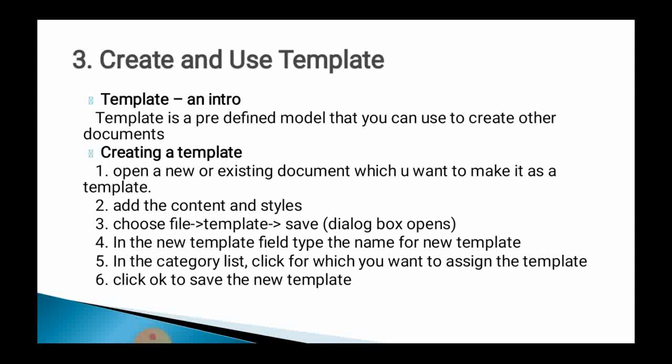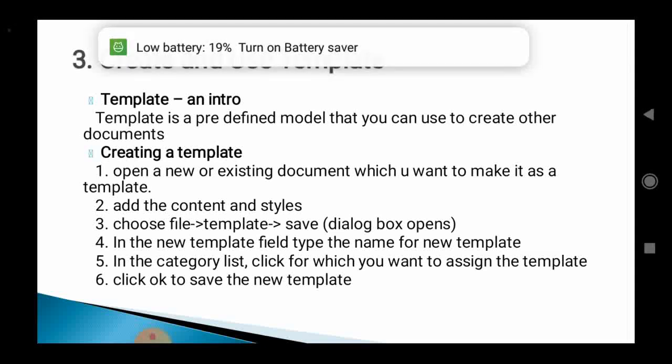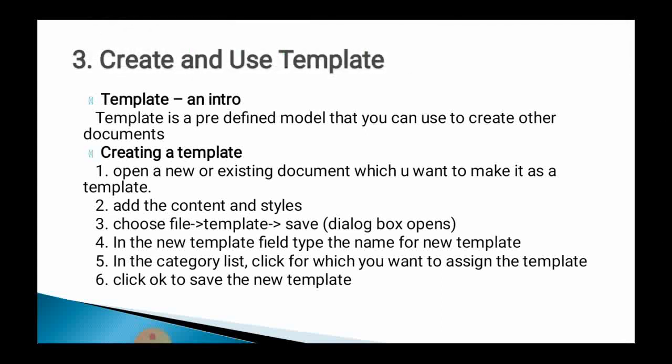How to create a template? The first step is to open a new or existing document which you want to make into a template. Then you have to add the content, whatever content you need. Let us take the doctor's prescription form itself. The doctor's name has to be written on the top. And if the doctor's name is to be highlighted using bold or italic or underline, you can use different styles and colors, etc.